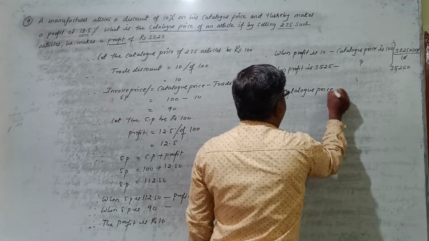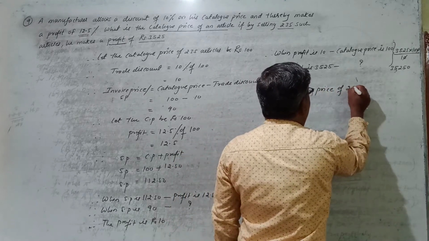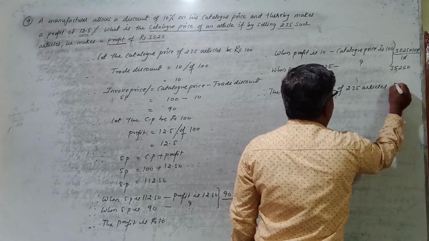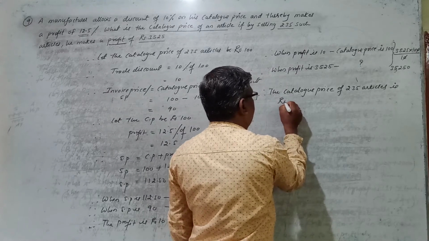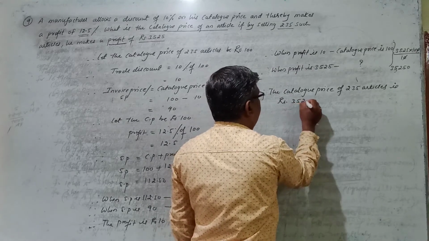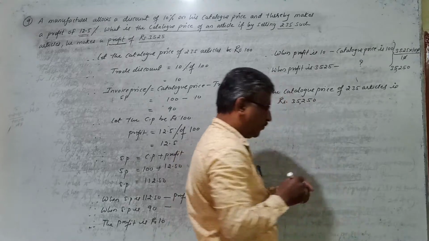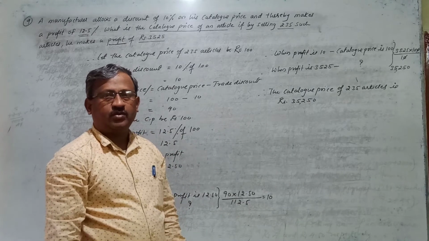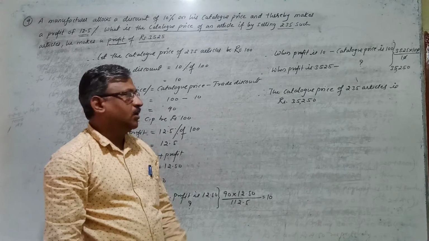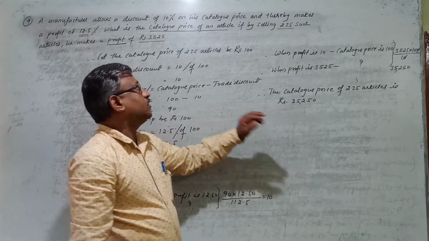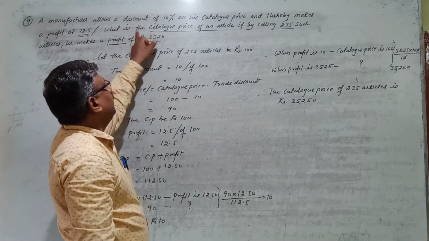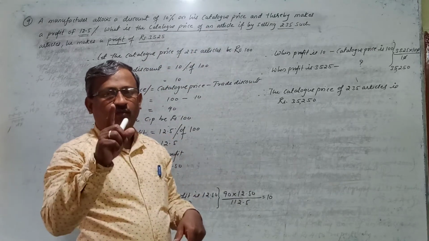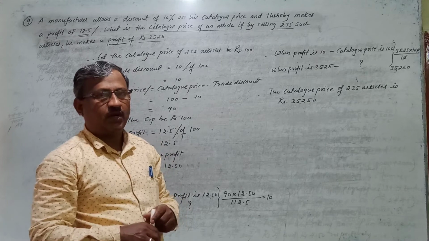catalog price of 235 articles is rupees 35,250. So 35,250 rupees is the catalog price of how many articles? 235 articles. But this is not the question. The question is, what is the catalog price? What is the catalog price of an article? An article means what? Of one article. So I want the catalog price of one article.